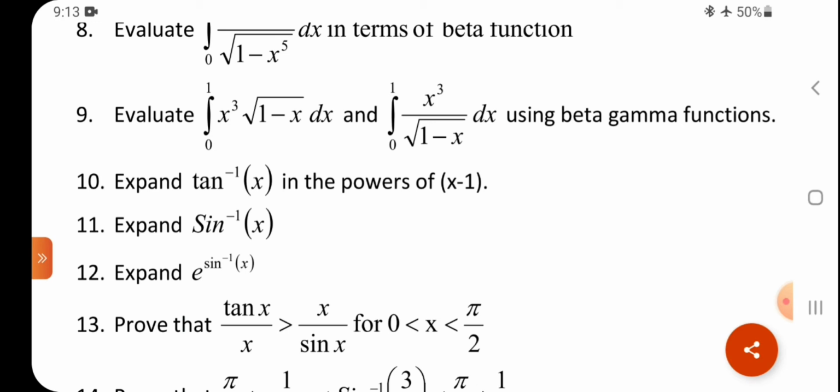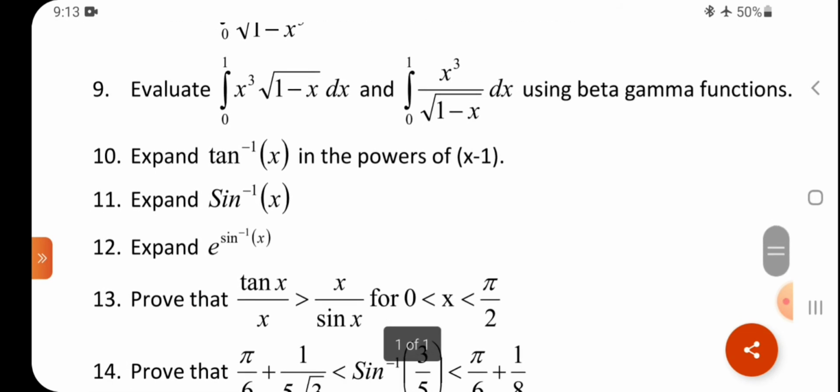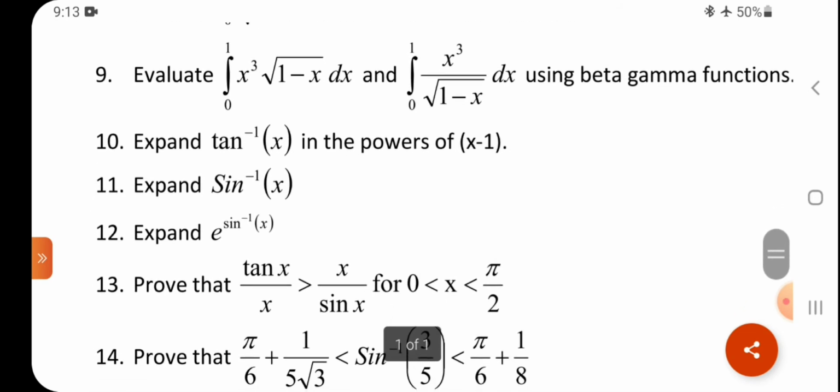Here the point a is taken as 1 and b equal to x. You can directly substitute in the Taylor series formula. Expand sin inverse of x. No point is given, so you can use the Maclaurin series. Even in the 12th problem, also expand e power sin inverse of x.